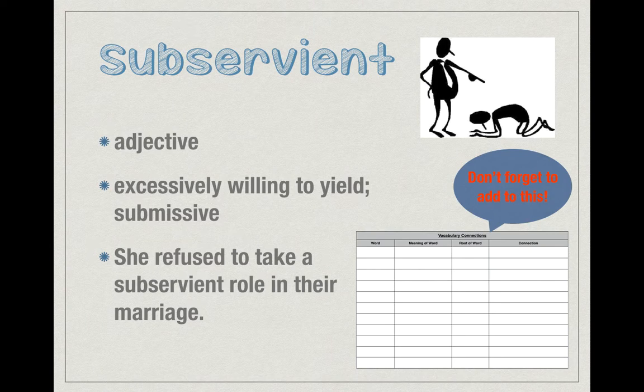Don't forget to add the information to your vocab connection chart. So you'll write the word, the definition, the root, and then you need to make some sort of connection to the word using the word in context. Remember, it can be a personal connection, a world connection, or a literature connection. At this point, if you want to pause the video to complete this word on the chart, you can, but I'm going to continue on to our next word.